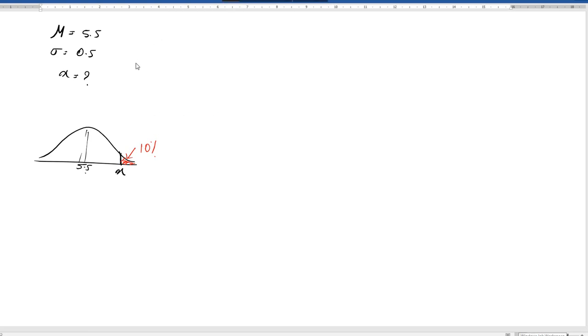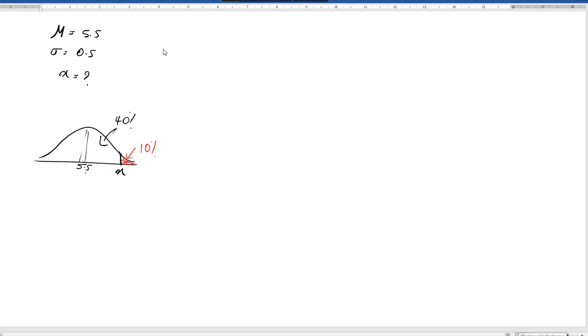If that's 10%, the remaining area here would be 40%. Remember that the entire area under the curve is 1 or 100%, therefore half of that on each side is 50%. Therefore, now I have two sections, 40 and 10.